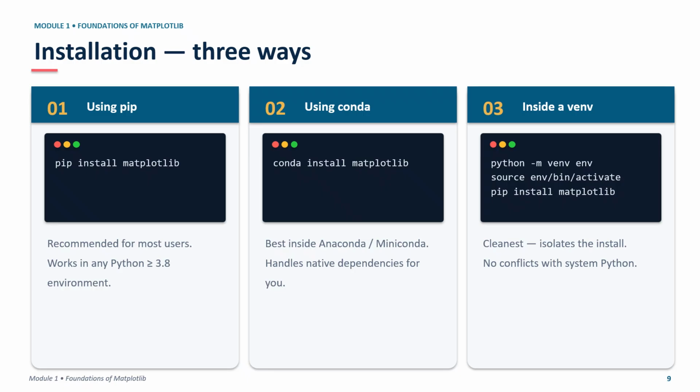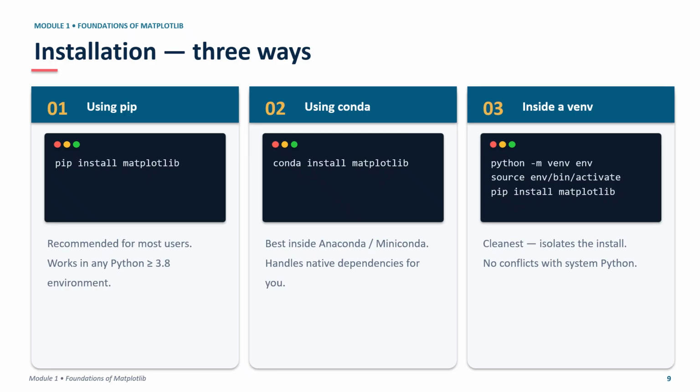And method 2 is by using conda. conda install matplotlib. If you're using Anaconda or Miniconda, the popular Python distributions for data science, you can use conda instead of pip. The main advantage of conda is that it handles the non-Python dependencies automatically. And method 3 is about the virtual environment. This is the cleanest and the most professional approach.